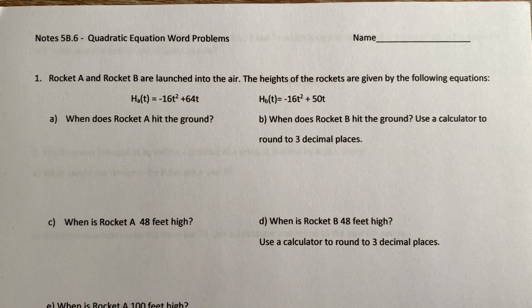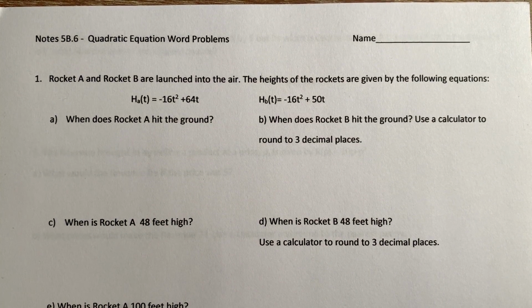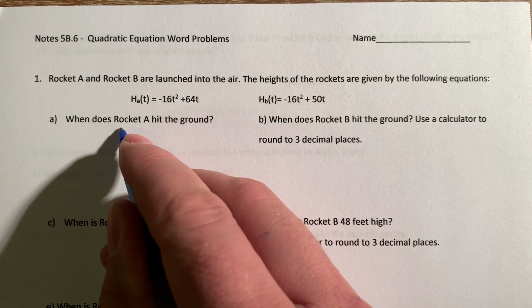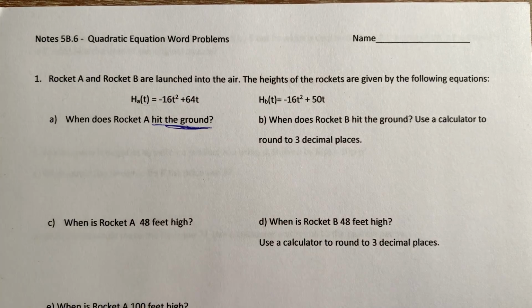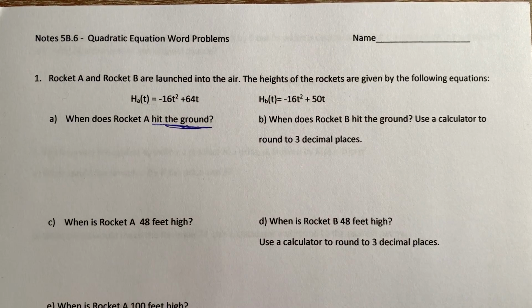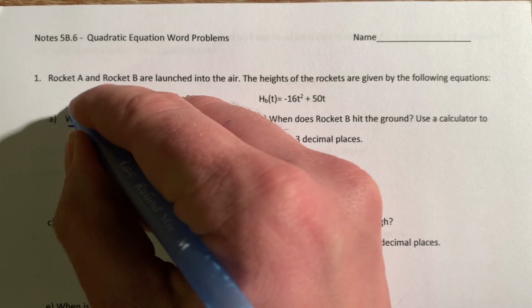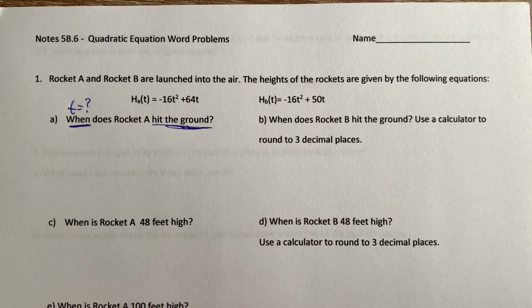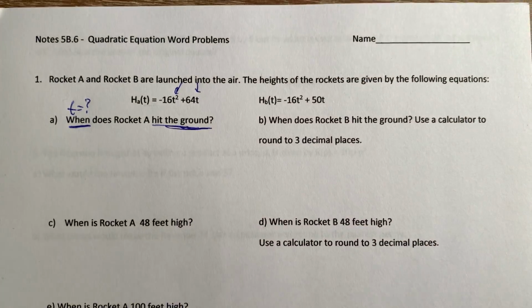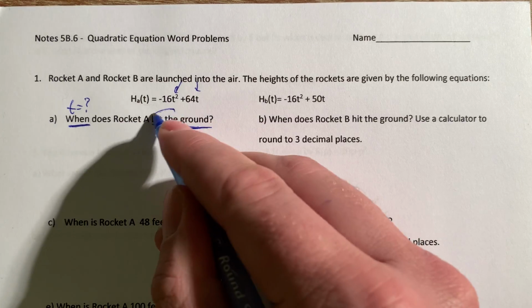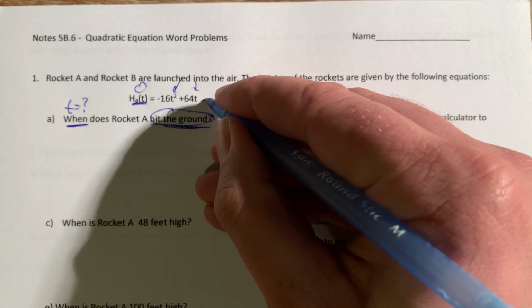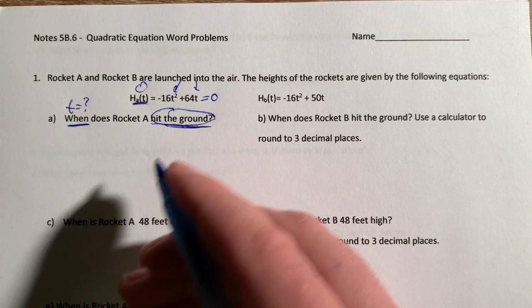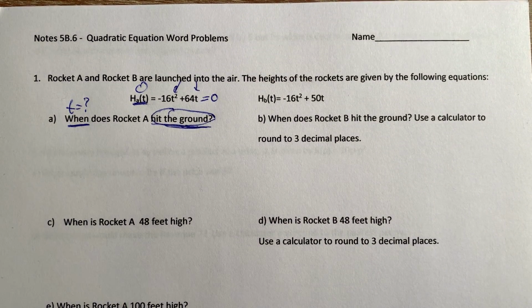And so, when we look at a word problem, we want to know what it is asking us for. So what is it asking when it says, when does Rocket A hit the ground? How does that relate to this height of the rocket at various times? Well, the "when" is asking us, what is t going to equal? So we're going to solve to find what t is. When it hits the ground, that is when the height is 0. So we're looking for where the height is going to be equal to 0, and so we're solving this equation.